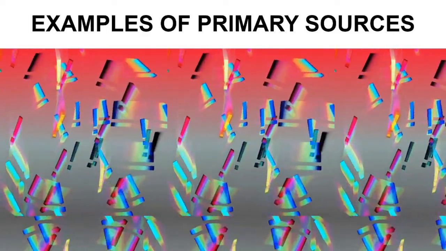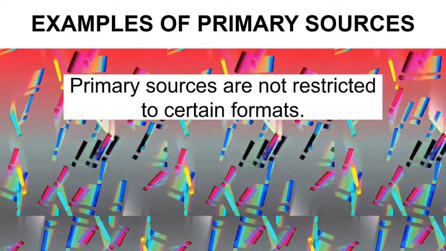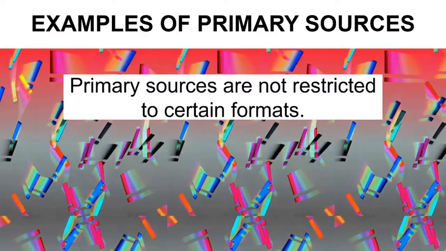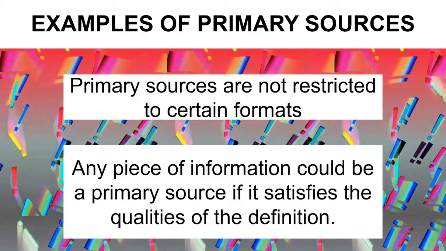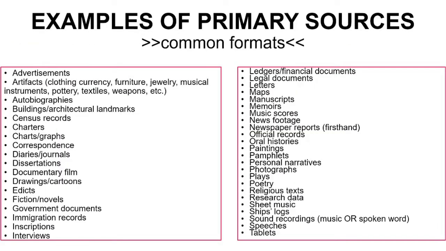So let's talk about some examples of primary sources. It's important to remember that primary sources are not restricted to certain formats. Any piece of information could be a primary source if it satisfies the qualities of the definition. That being said, here are some common formats that are often primary sources. You can pause the video and read the list if you want. It's a whole lot of stuff. But I just want to highlight these particular formats. Since this is for an international relations class, I think that these formats will be the primary sources that you'll often seek. So if you want to pause and take a look, those are good examples of what to look for in this class in primary sources.